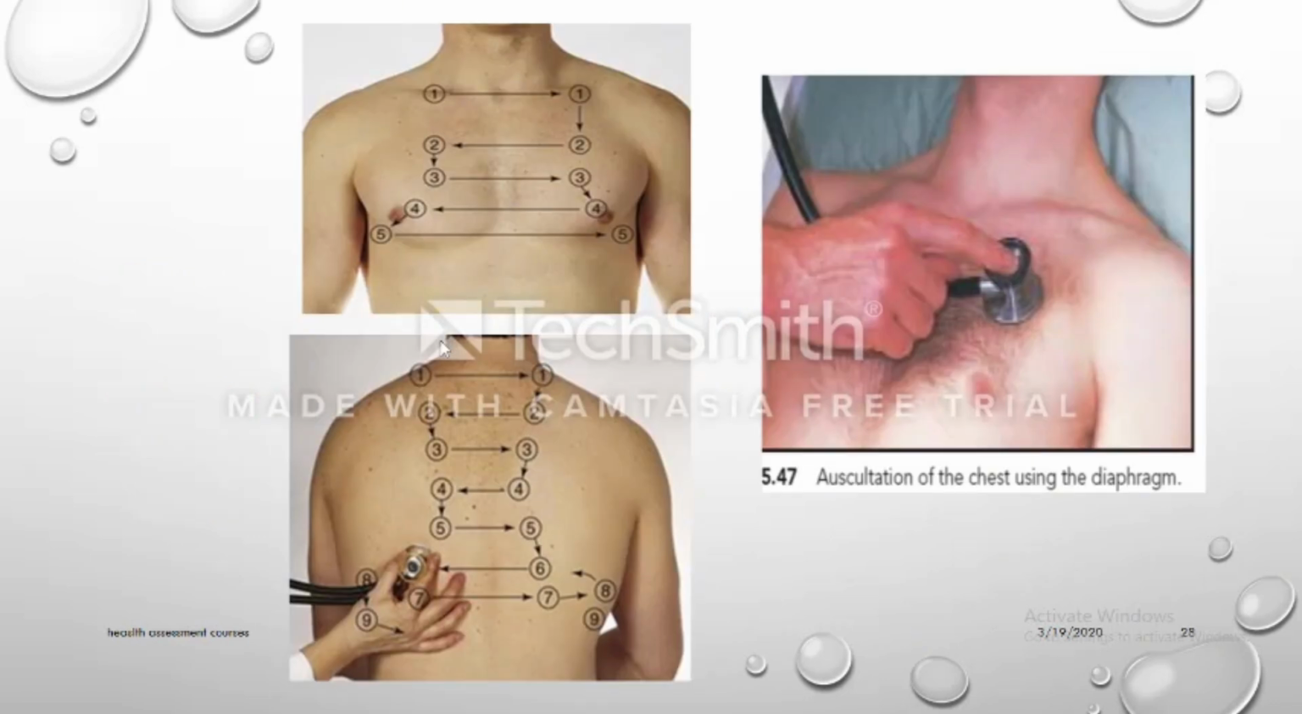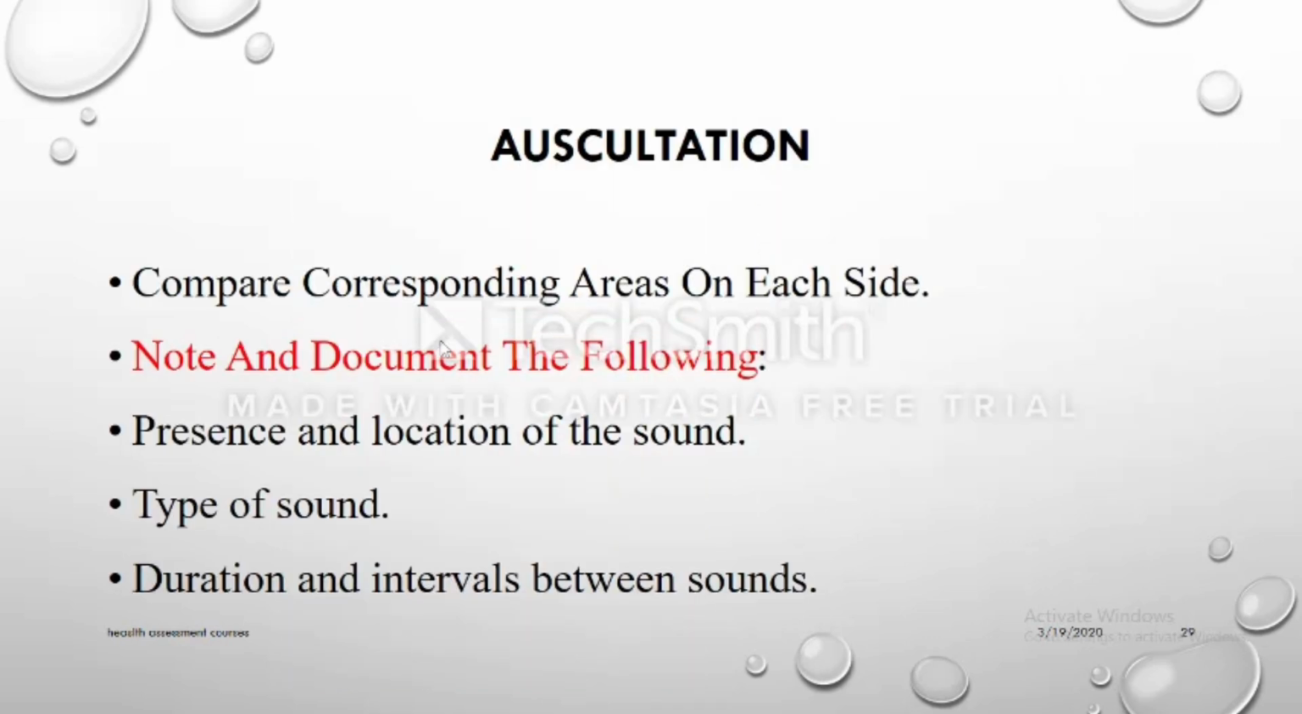We can see here from the illustration, using the diaphragm of the stethoscope, we will do auscultation of the chest at the specific points, from the anterior part of the chest and from the posterior part of the chest. We will compare the corresponding areas on each side. We will note and document the presence and the location of the sound, the type of sound, the duration and the intervals between sounds.